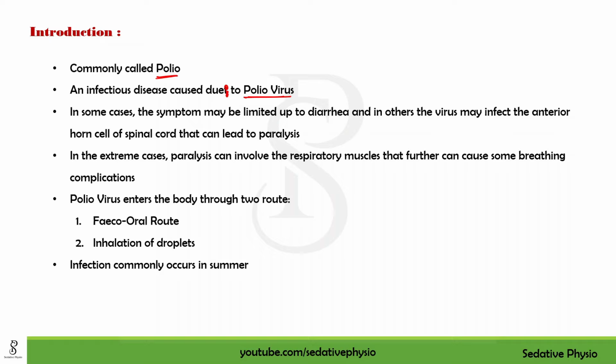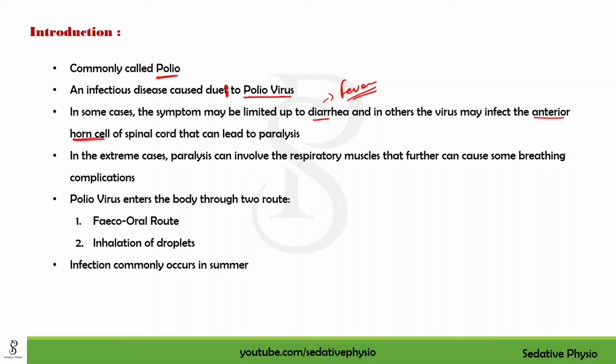Now, after the attack of the virus, in some cases the symptoms of the patient can be limited to some grades of fever and diarrhea. But in some patients the virus may infect the anterior horn cells of the spinal cord. This is very critical, because if the anterior horn cells of the spinal cord are damaged, it can lead to paralysis-like symptoms, even later in life after recovery from polio. Hence poliomyelitis is a very complicated condition.